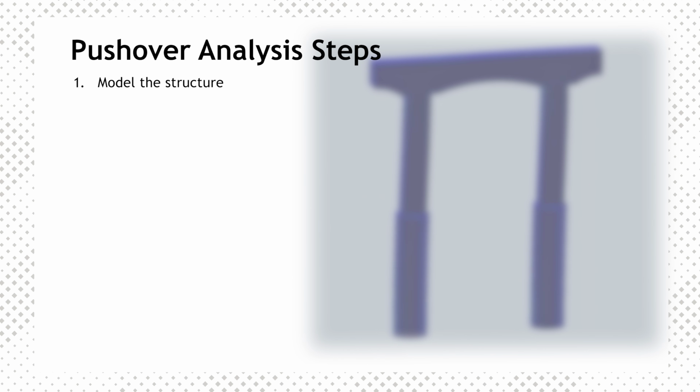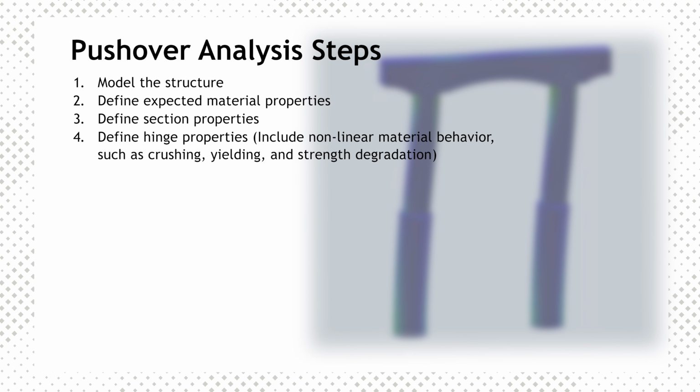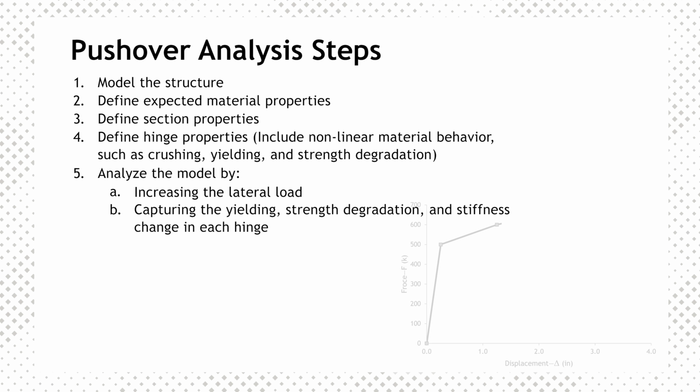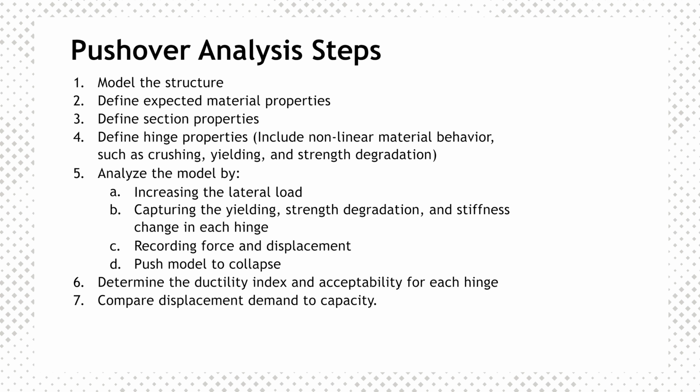Number 1, model the structure. Number 2, define expected material properties. Number 3, define section properties. Number 4, define hinge properties. Include nonlinear material behavior, such as crushing, yielding, and strength degradation. Number 5, analyze the model by increasing the lateral load, capturing the yielding, strength degradation, and stiffness change in each hinge, recording force and displacement, and push model to collapse. Number 6, determine the ductility index and acceptability for each hinge. Number 7, compare displacement demand to capacity.